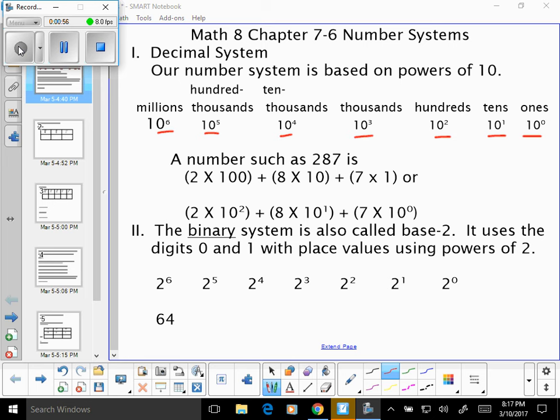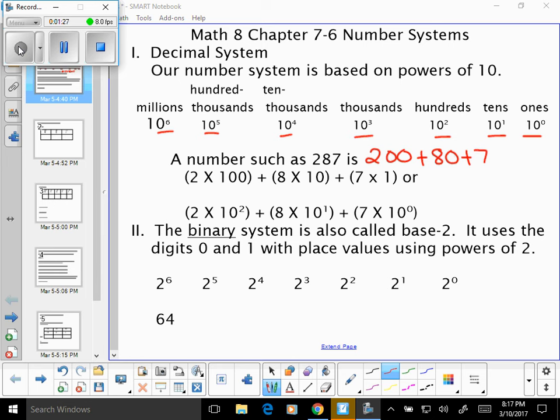Now this is a little different. We don't often think about this. But if I think of 287, I can think of 200 plus 80 plus 7. Now, if I write that into what we used to call expanded form, that's going to give me 2 times 100, plus 8 times 10, plus 7 times 1.